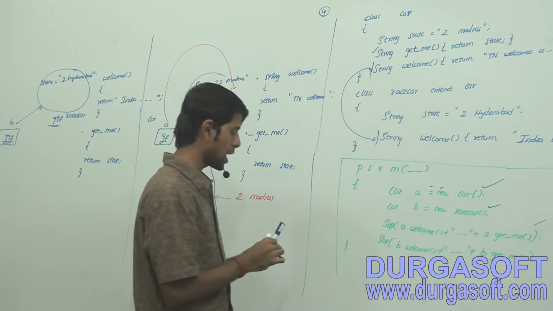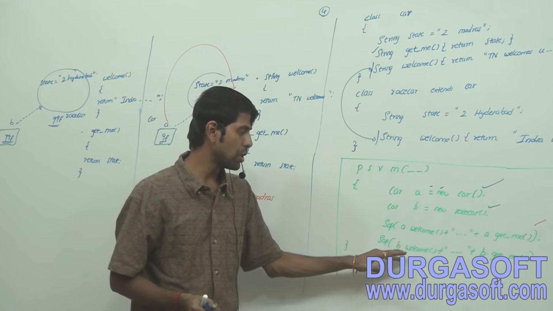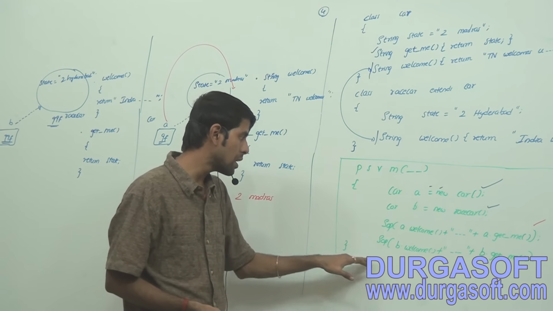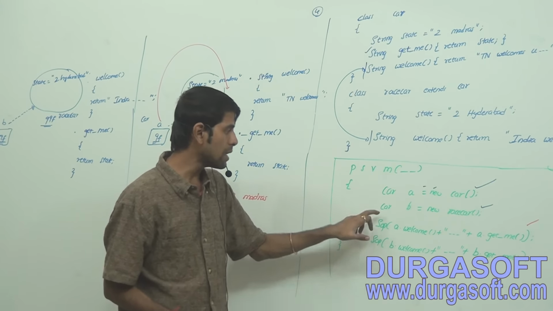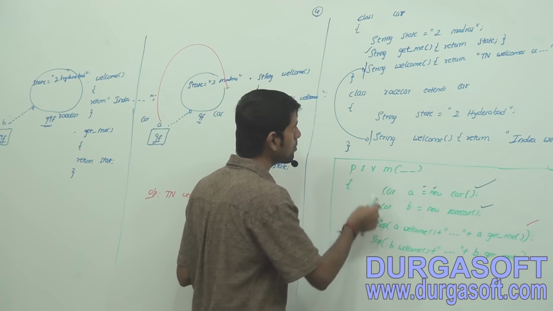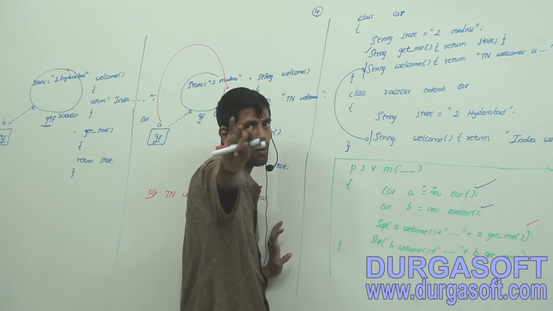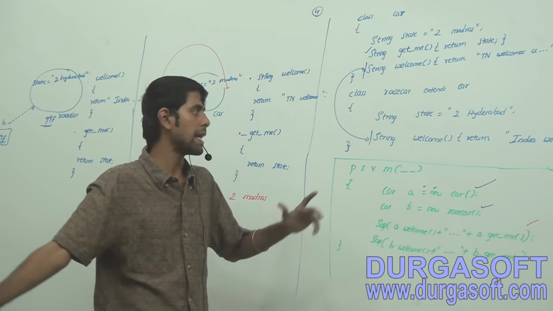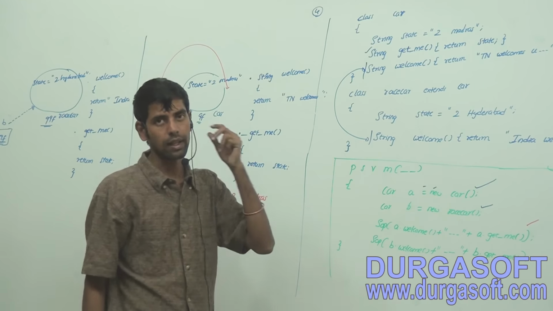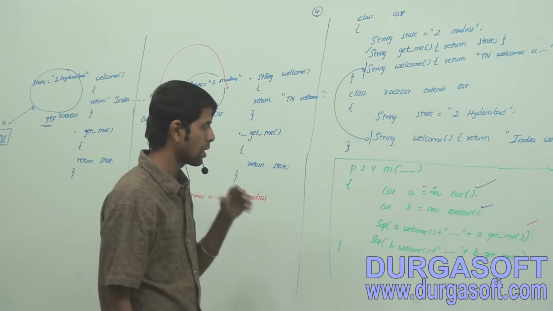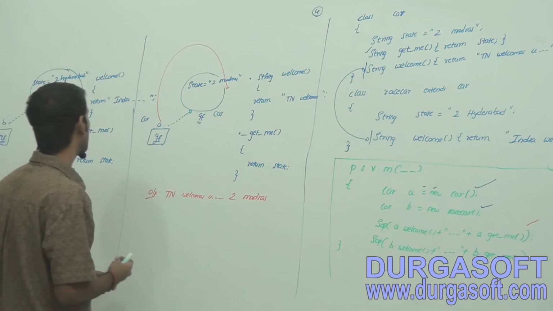Now come to this point. Come to this instruction. B dot welcome. What is the type of B here? Car. Within the car class, do we have welcome method? Yes, we do have. No compile time error. That's why I have come directly to the execution part. Okay, observe. Now B dot welcome.